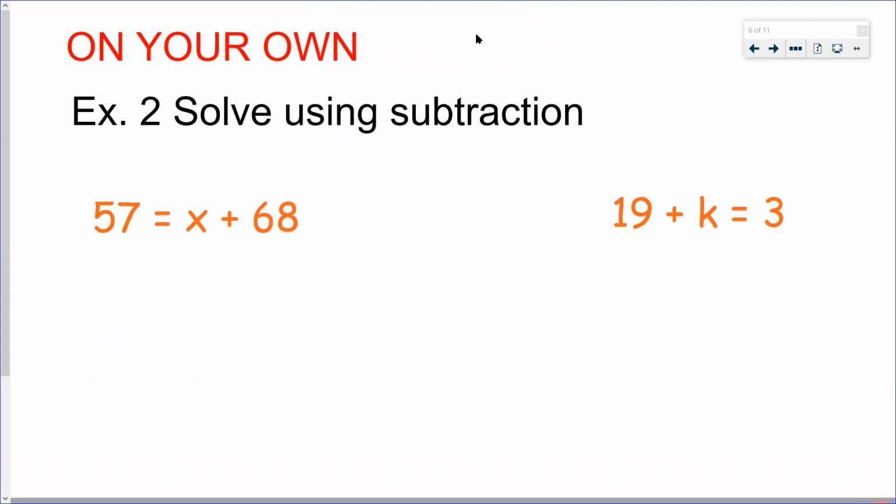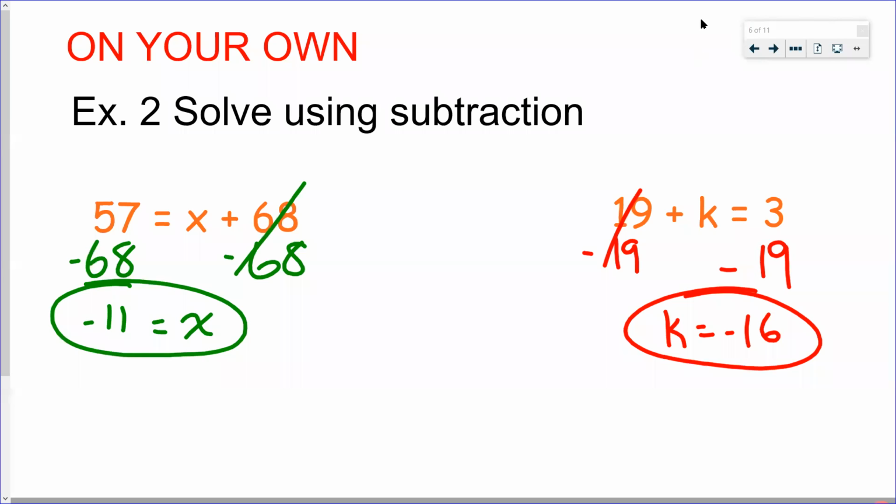All right, so I want you to try these on your own. So please pause the video now so you can try these on your own. So you should have gotten on the left, negative 11 equals x, or x equals negative 11. And on the right, you should have gotten k equals negative 16.